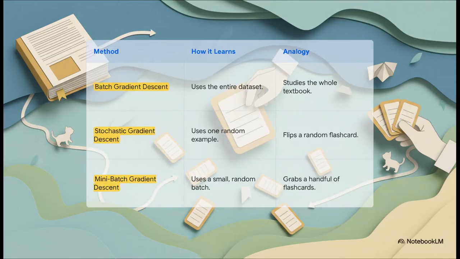And this breaks down how that works. You've got the old school approach, batch gradient descent. That's like reading the entire textbook before taking a single step. It's super thorough, but man, is it slow. Then there's our method, stochastic gradient descent. It's way faster. It's like picking one single random flashcard, learning from just that, and taking a step immediately. The most common method today, though, is mini batch, which is a nice happy medium. It just grabs a small handful of flashcards at a time.